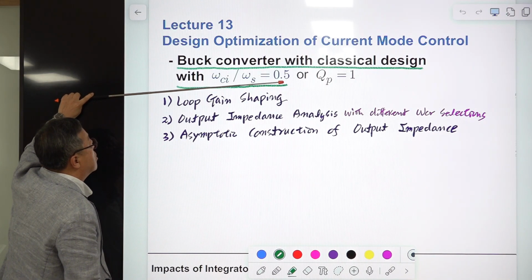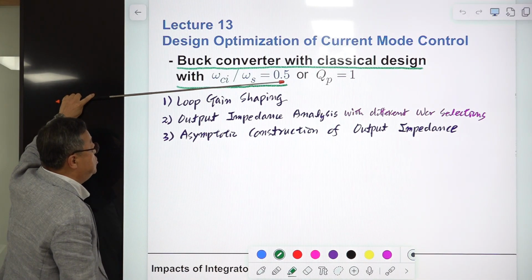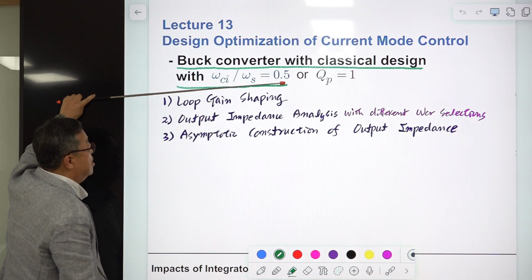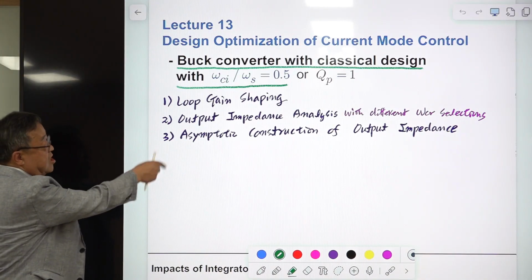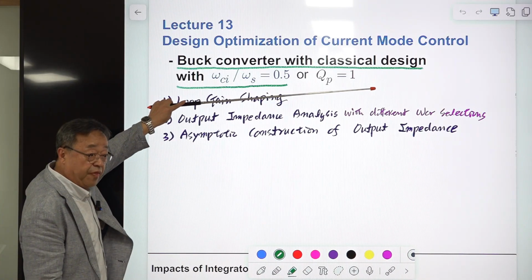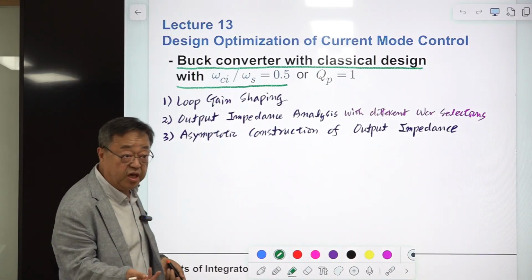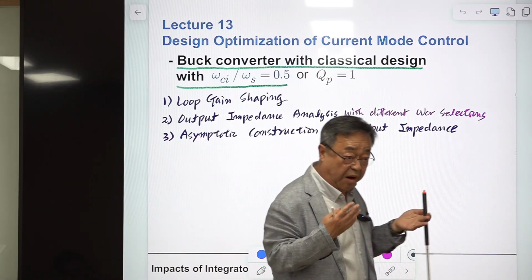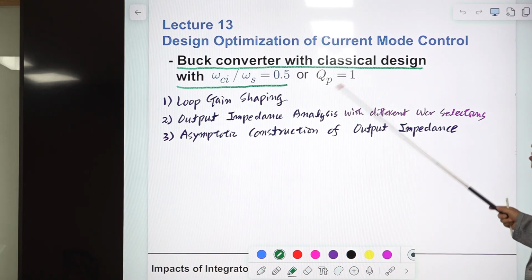between the current loop crossover frequency omega Ci and the switching frequency omega S, which is 0.5. If you want to translate this into the new design, that is the same as QP of 1. This is a very popular number in industry. Without knowing every detail about the sampling effect, they use this number.